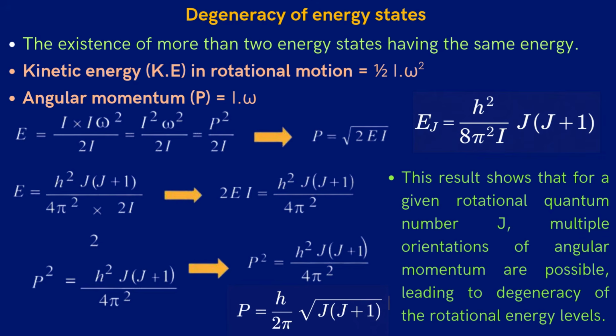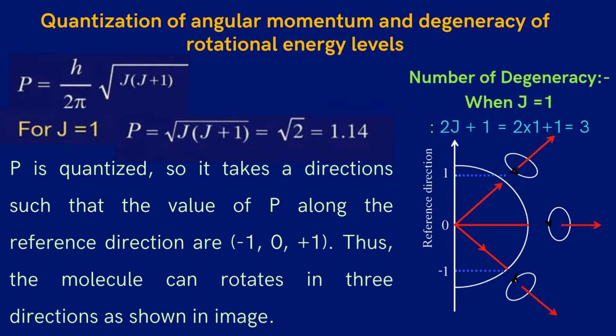This result shows that for a given rotational quantum number J, multiple orientations of angular momentum are possible, leading to degeneracy of the rotational energy levels. Further, angular momentum and degeneracy of rotational energy levels for a rigid rotator. We know P equals h by 2 pi into square root of J into J plus 1. Here, h and pi are constants. Thus, for degeneracy of rotational energy levels, P depends on the value of J.